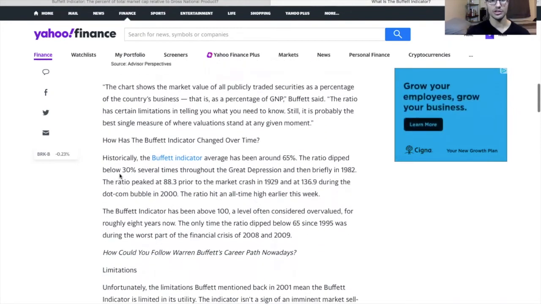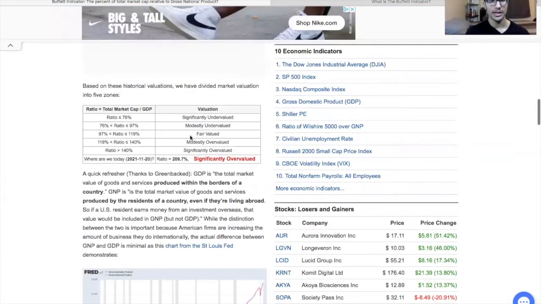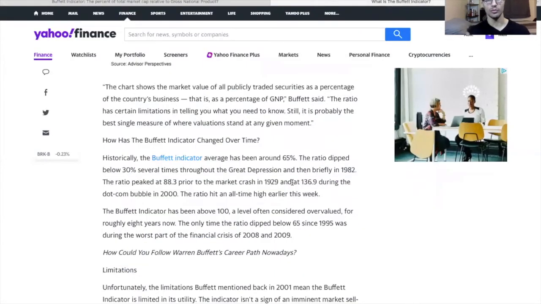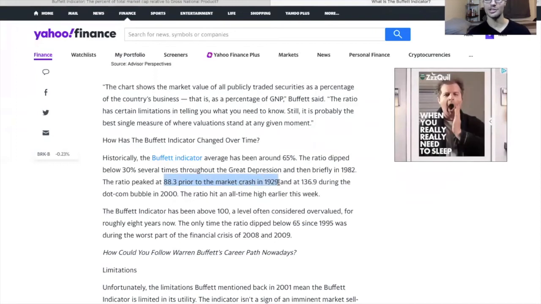But I wanted to read a few things. So historically, the Buffett indicator average has been around 65%. Now, that's a little bit off. Fair value is between, let me see real quick. Yeah, so fair value between 97 and 119%. Maybe that's adjusted for now, but on average, it's been more in the 70 to 80% range. But we've been in such an extreme bull market for, when you really look at it, the past 80 years, that these things have gotten really extreme. And you can see that by this right here. The ratio dipped below 30% several times throughout the Great Depression, and then briefly in 1982 following stagflation. The ratio peaked at 88.3% prior to the market crash in 1929.